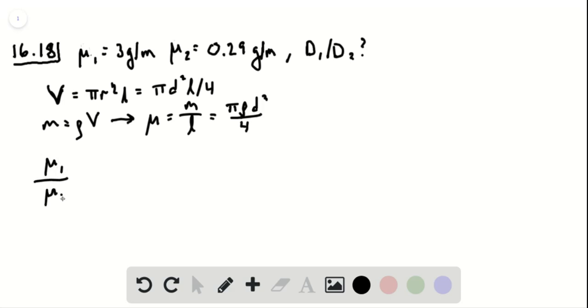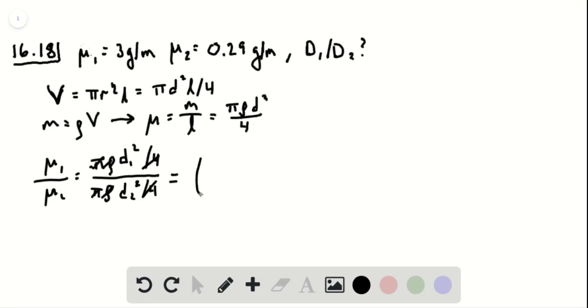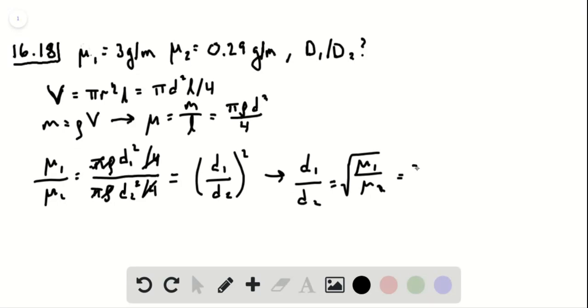So mu 1 over mu 2 is going to be pi rho d1 squared over 4 divided by pi rho d2 squared over 4. So, in addition to not needing to know what the volume density is, we also don't need to know what pi and 4 are. So this is equal to the ratio we're looking for squared. And so the ratio of the diameters is going to be equal to the square root of the ratio of the linear densities. Which in this case is 3.2.